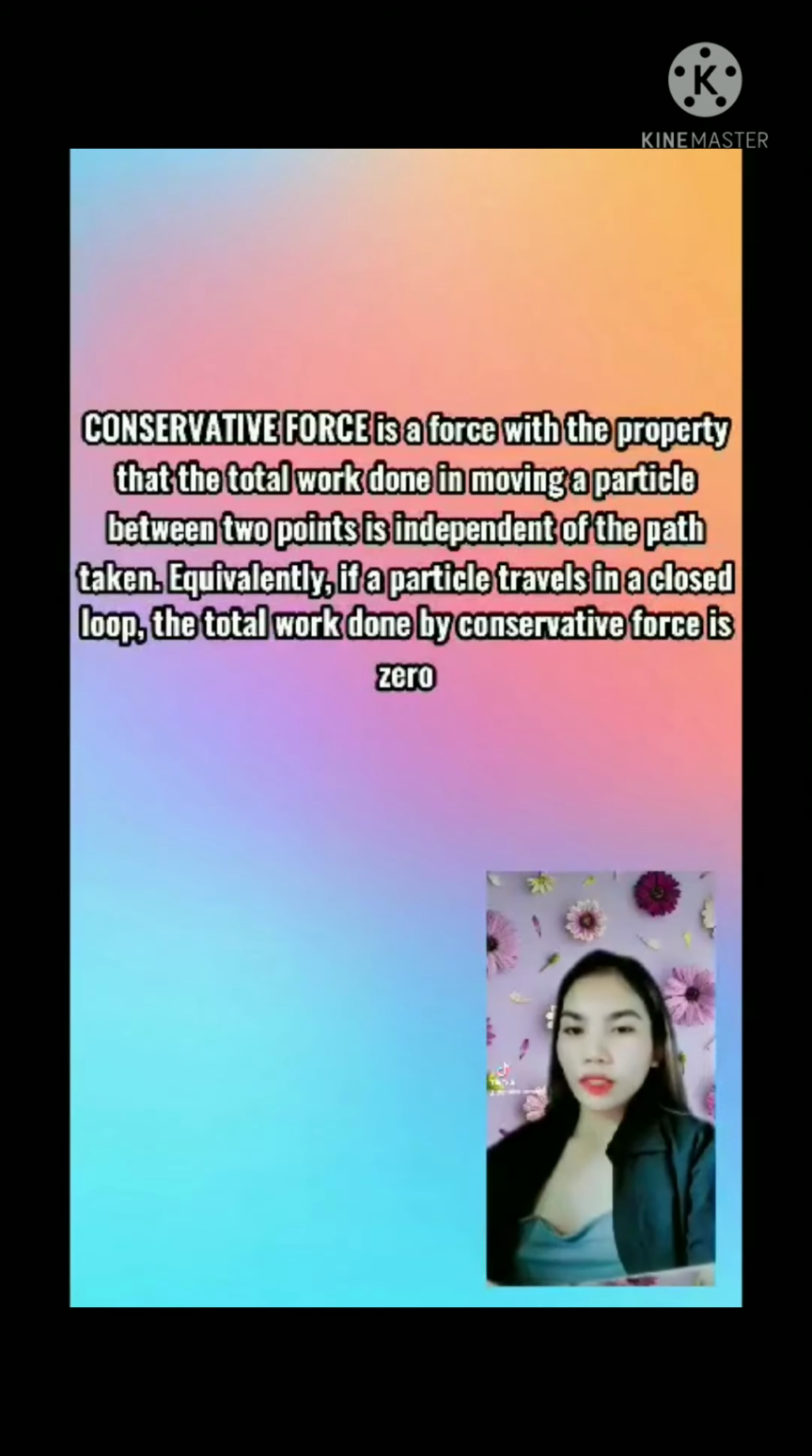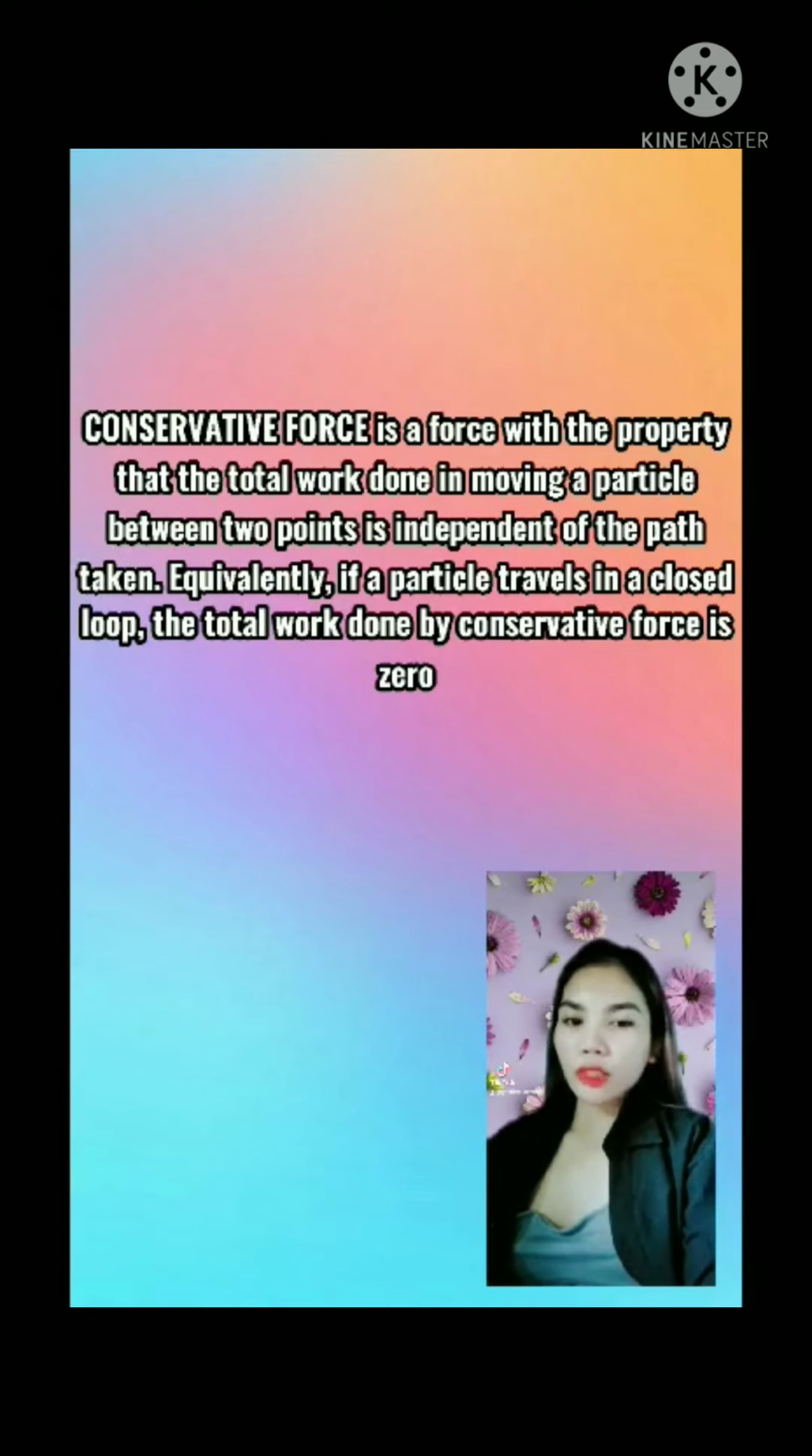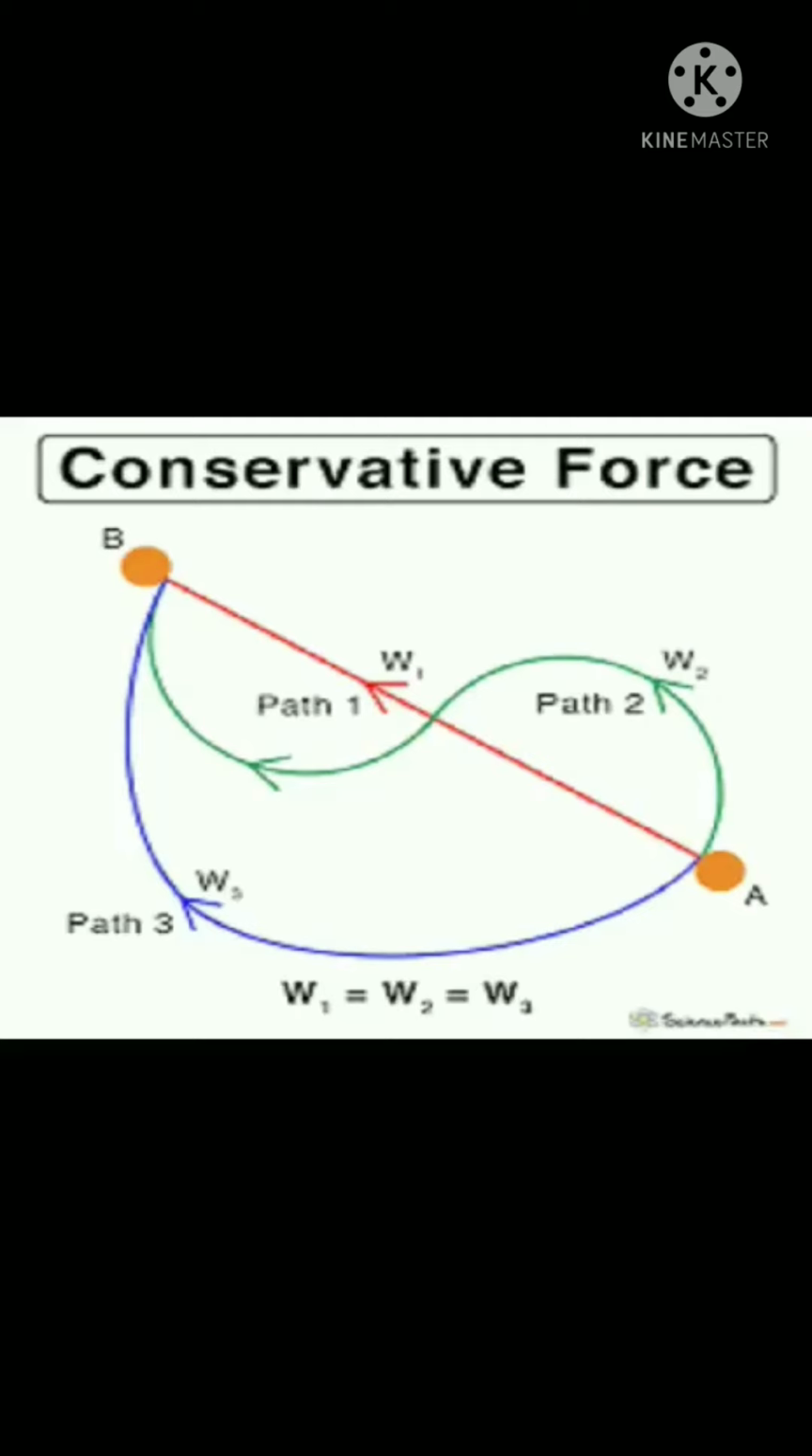A conservative force is a force with the property that the total work done in moving a particle between two points is independent of the path taken. Equivalently, if the particle travels in a closed loop, the total work done by a conservative force is zero. So this is an example of a conservative force, a straight line from point A to point B.